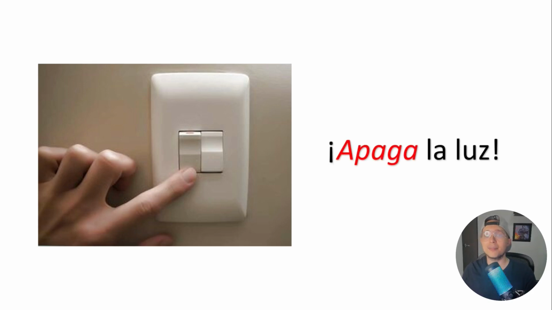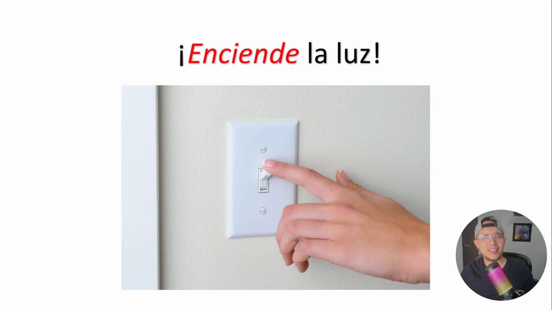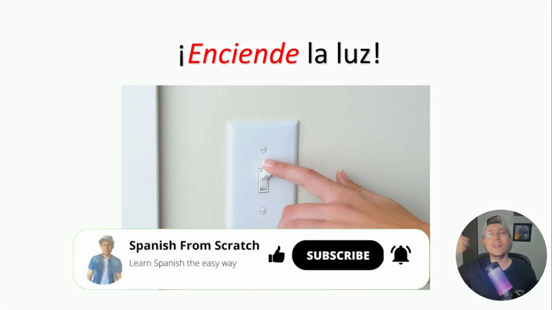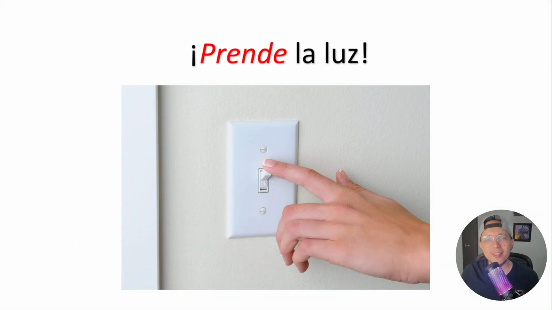Now, when we talk about the light switch and we say, hey, turn on the lights, or turn off the lights, we say, apaga la luz. One more time. Apaga la luz. Apagar means to turn off. So we say, hey, turn off the lights, please. Apaga la luz, por favor. Or the opposite. Enciende la luz. One more time, guys. Enciende la luz. Turn on the lights. A synonym of encender is the verb prender. So we can say, prende la luz. One more time. Prende la luz. Turn on the lights.